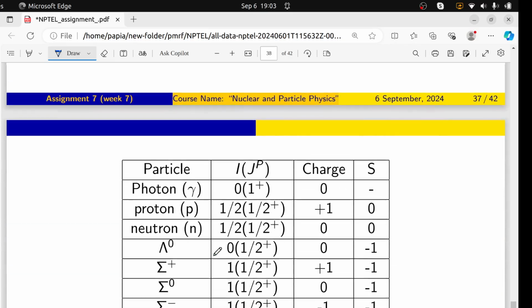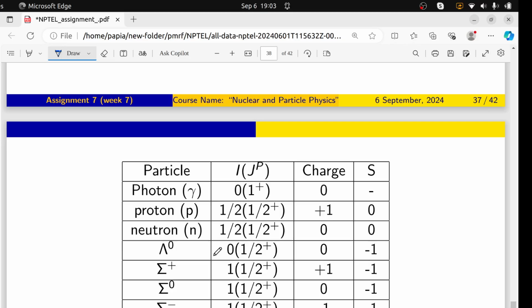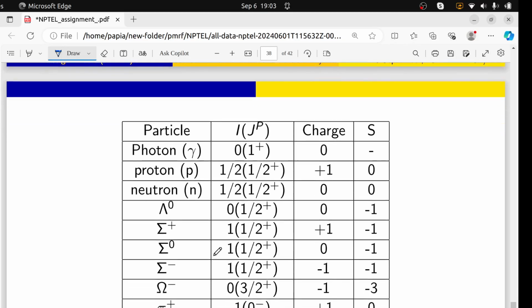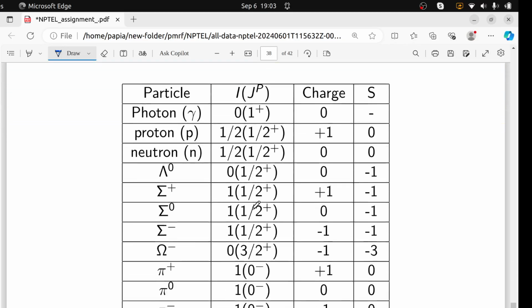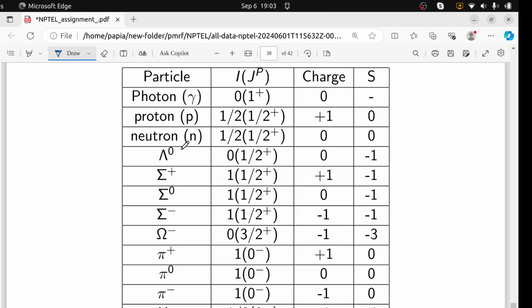Okay, fine. So what I just mentioned here, I just listed some of the particles and their I, Jp, charge and S values. Why have I mentioned this? Because we are dealing with so many particles, it will be very helpful for all of you to list some of the particles with their I, Jp, charge and S values. So you can see I have mentioned here photon, proton, neutron, lambda 0, sigma plus, sigma 0, sigma minus, omega minus, then pi plus, pi minus, pi 0, these are the mesons, right? So here J means the spin, so spin is 0, 0, 0.